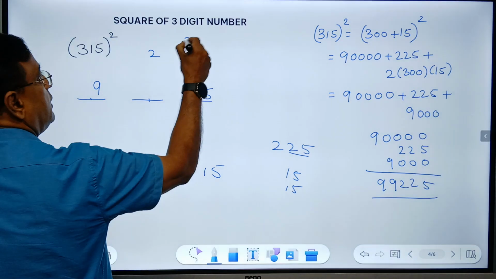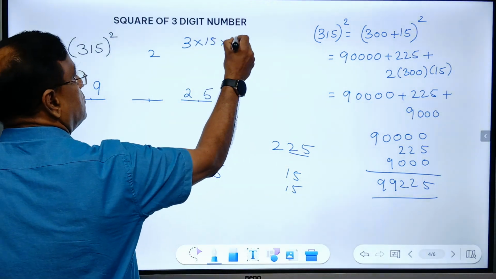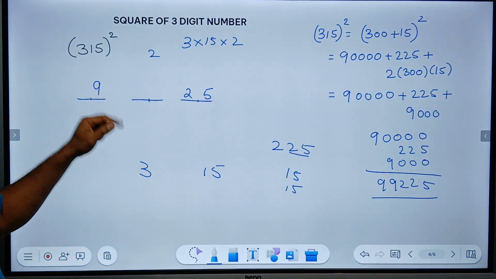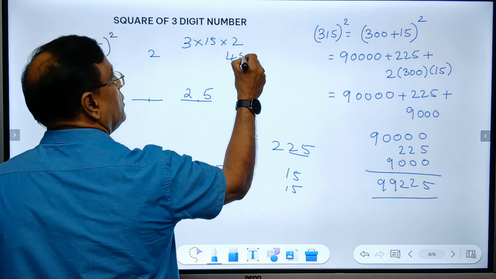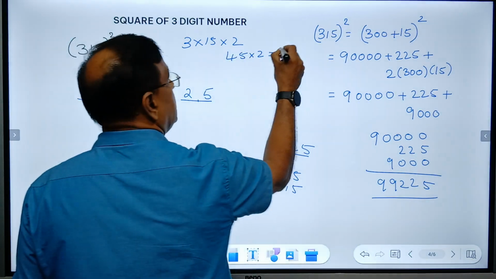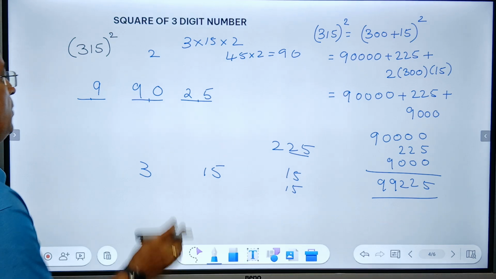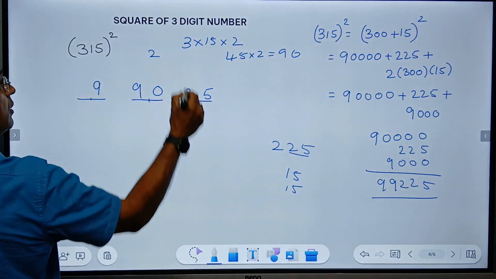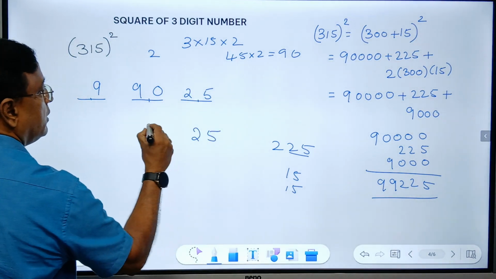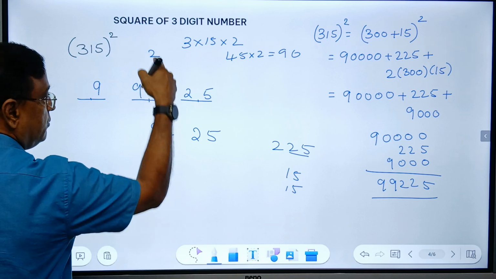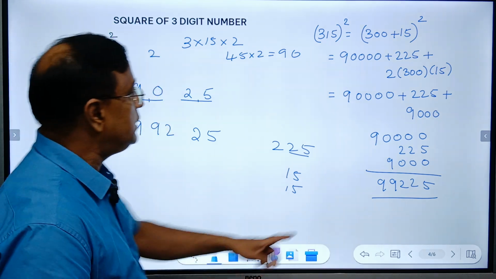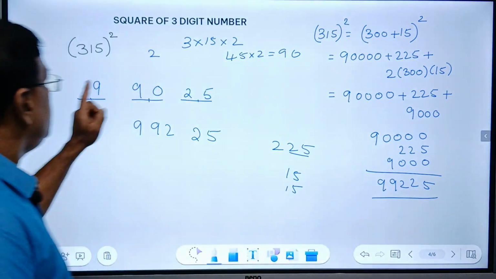Now what do you do? Multiply 3 with 15 with 2. What is 3 with 15? 45. 45 into 2 is 90. So put it here, 90. It's perfect. Now add all of them. What do you get? Isn't that the answer?